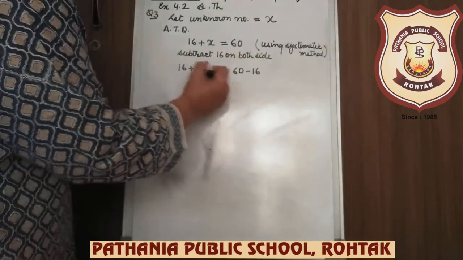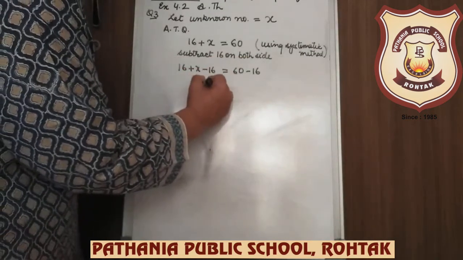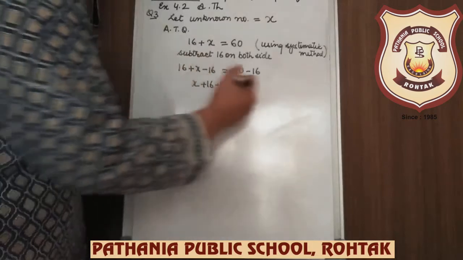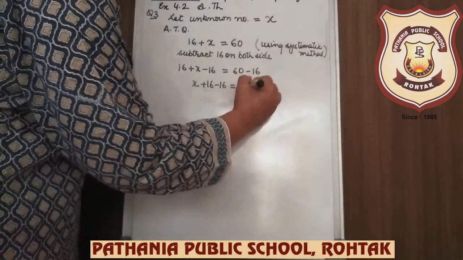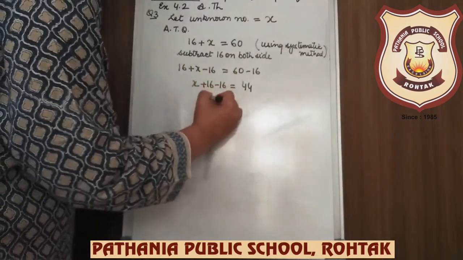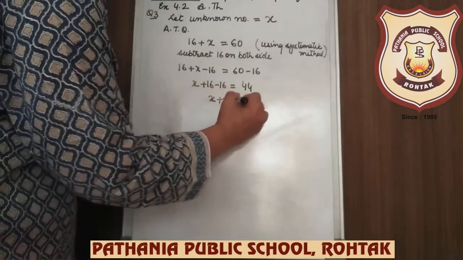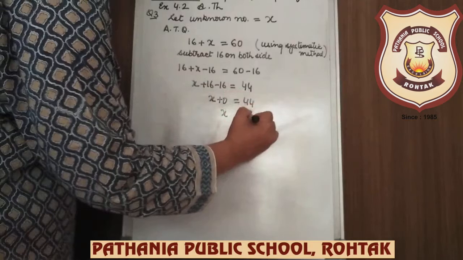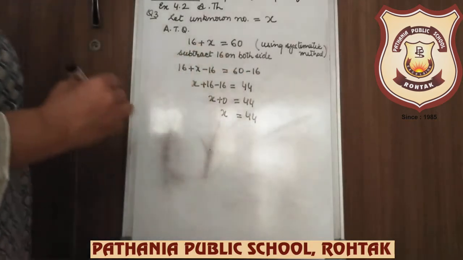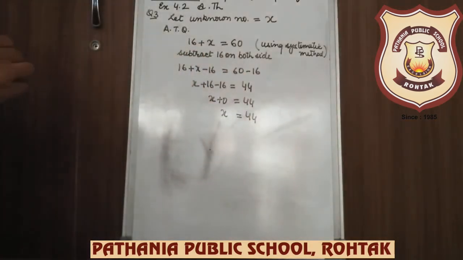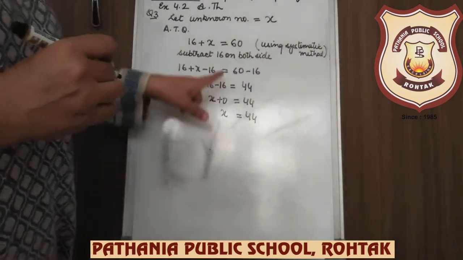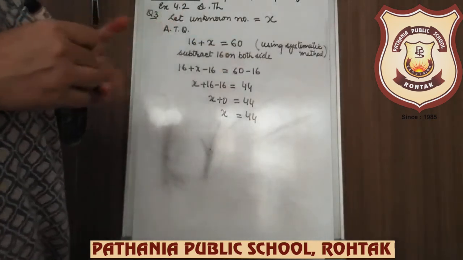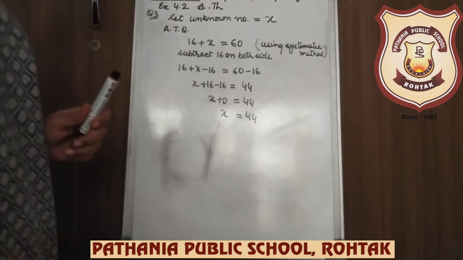So these two 16s will cancel. I'll write it this way. This will become 44 and here it will be 0. So x is equal to 44. Is that clear? When you add 16 to 44, it will become 60. Understand?